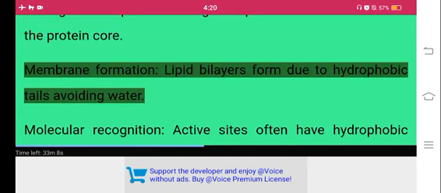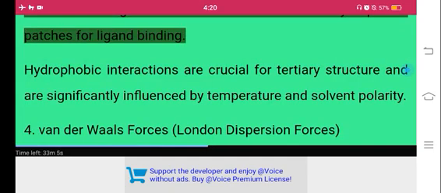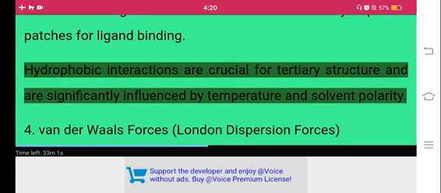Membrane formation: lipid bilayers form due to hydrophobic tails avoiding water. Molecular recognition: active sites often have hydrophobic patches for ligand binding. Hydrophobic interactions are crucial for tertiary structure and are significantly influenced by temperature and solvent polarity.